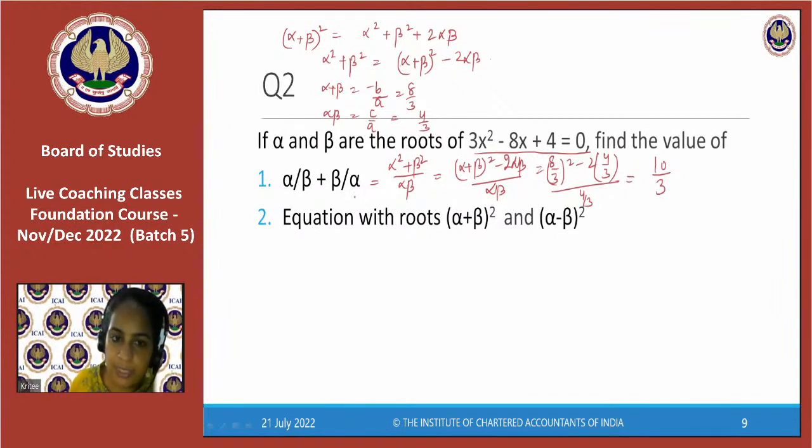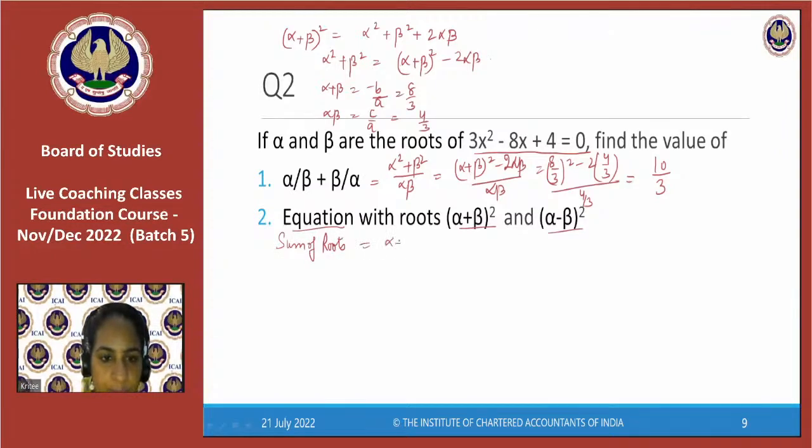Now, the second part asks you, can you make a new equation which has roots of alpha plus beta whole square and alpha minus beta whole square? Like now I need to make a new equation which has these two numbers as roots. So if these two numbers will be roots, I need to find out the sum of roots. So the sum of new roots would be alpha plus beta whole square plus alpha minus beta whole square.